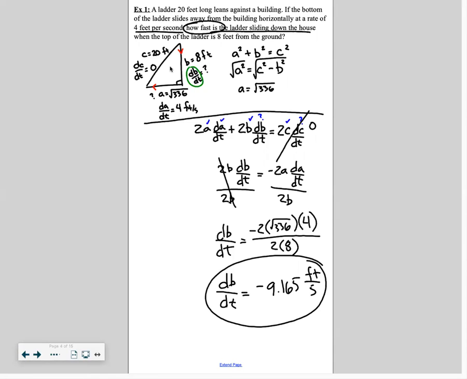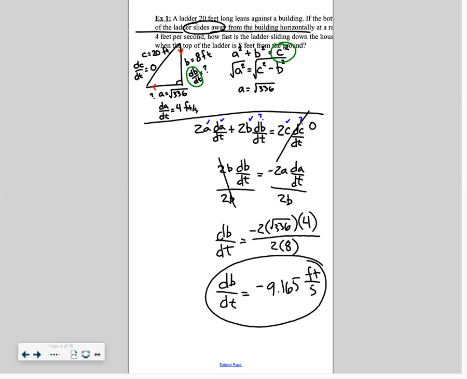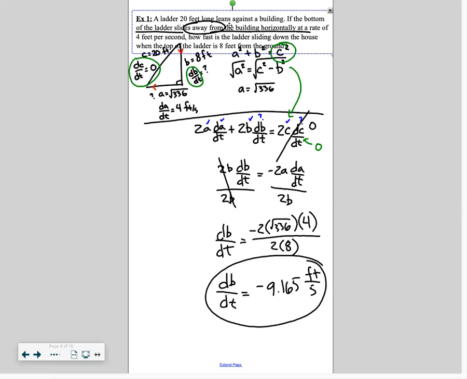Okay, question, why did the right side of the equation with 2c cancel out? It's because when I took the derivative of this side, c squared, it became 2c dc dt. Well, we talked about how the ladder is not changing size. So dc dt is 0. So anything times 0 is 0. So it just zeroes out that whole side. Okay, thanks for that question. Hopefully that answered it.